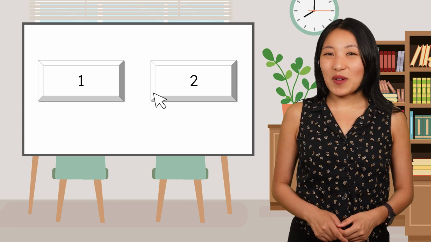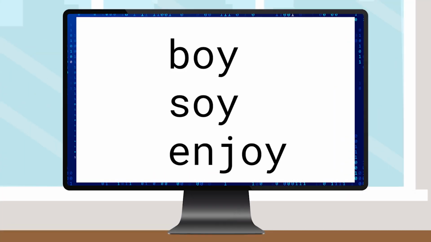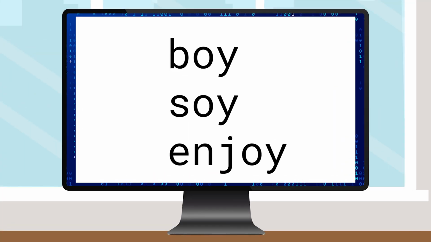Let's check out another way to spell the sliding vowel, oi. Here's our next list of words. In your guided notes, circle the letters that spell the oi sound in each word. Ready? Boy, soy, enjoy.